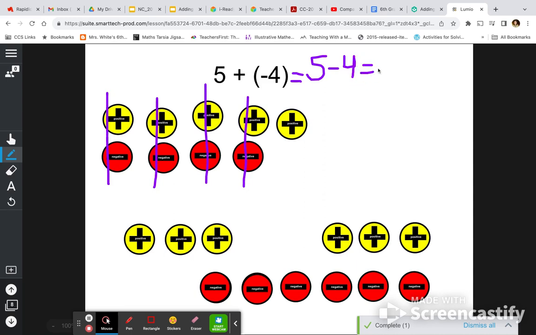And we do know that 5 minus 4 is 1. So on your number line, you would start with 0, go to the right 5. That -4 tells you to go to the left 4. When you go to the left 4, you would end up at +1.